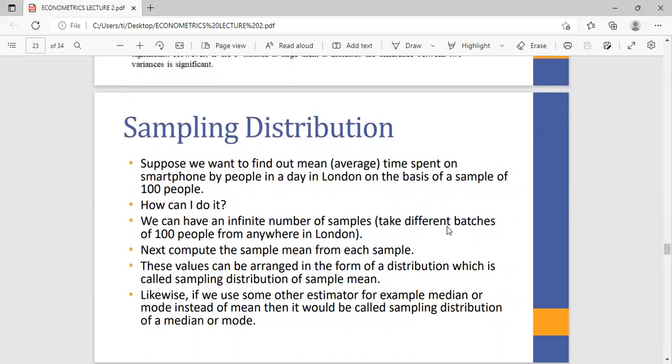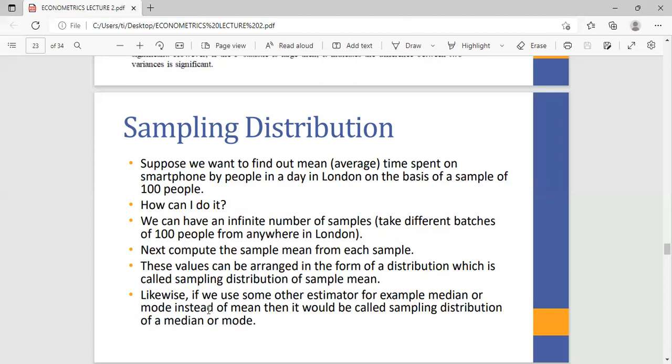We can have an infinite number of samples, taking different batches of 100 people from anywhere in London. Next, compute the sample mean from each sample. So you can have infinite subsamples. Now, these values can be arranged in the form of a distribution, which is called the sampling distribution of the sample mean. For each sample, we will get one sample mean. Suppose I am having 100 samples, then we will have 100 sample means, and the distribution of these means is nothing but the sampling distribution of the mean. I hope we got this idea.